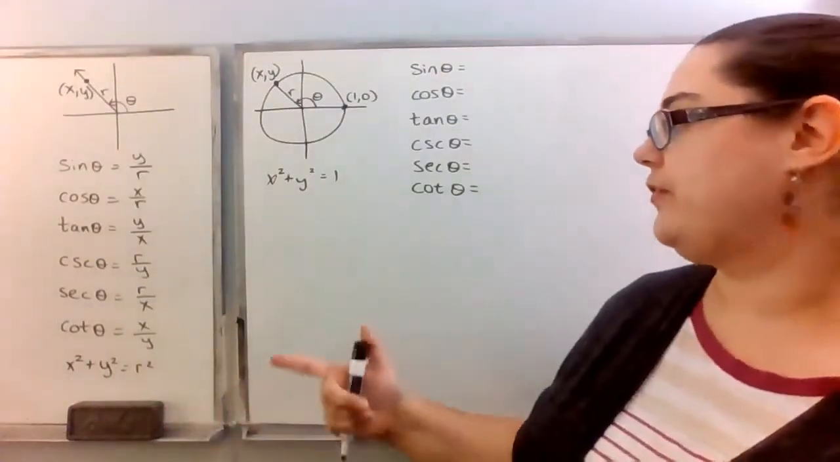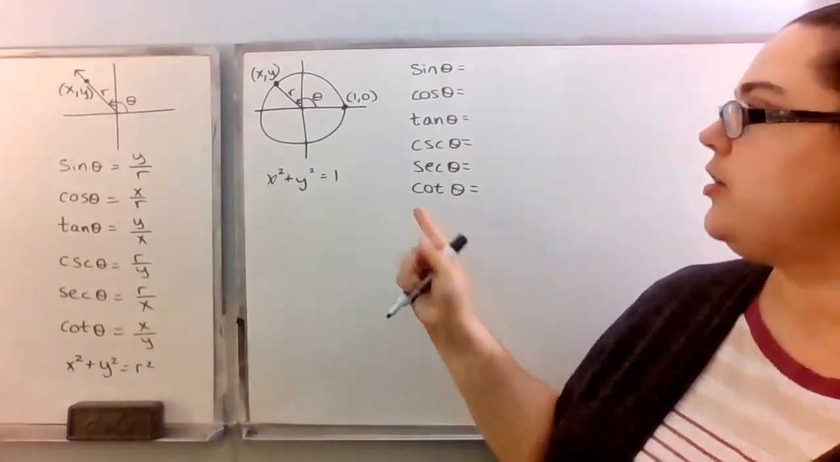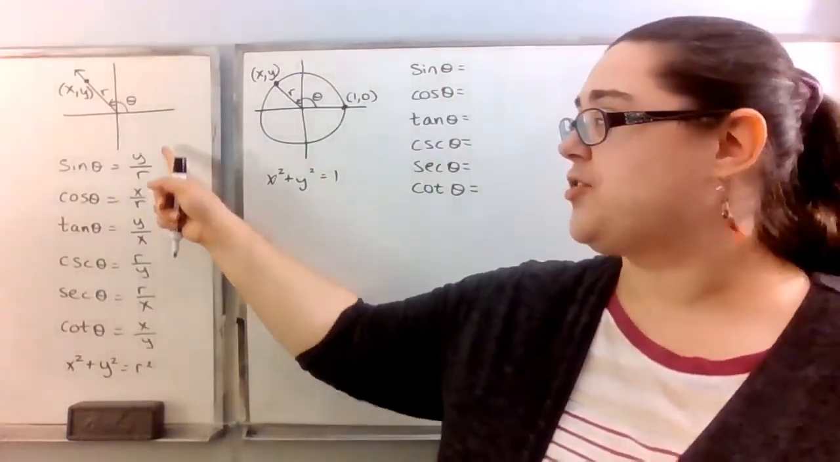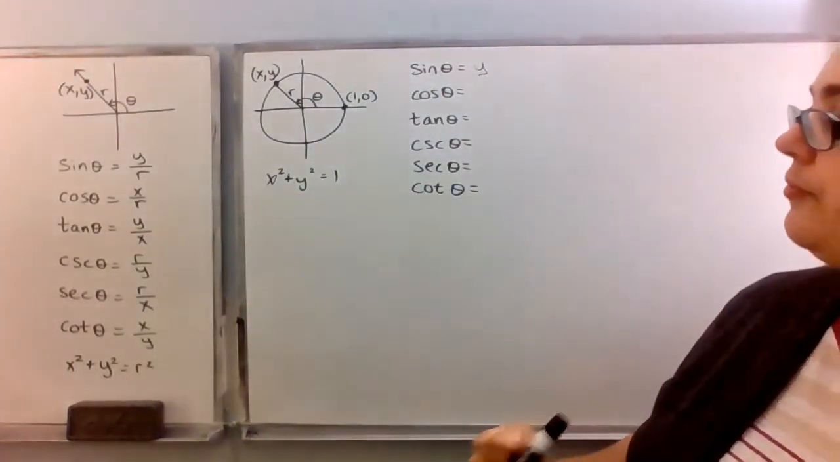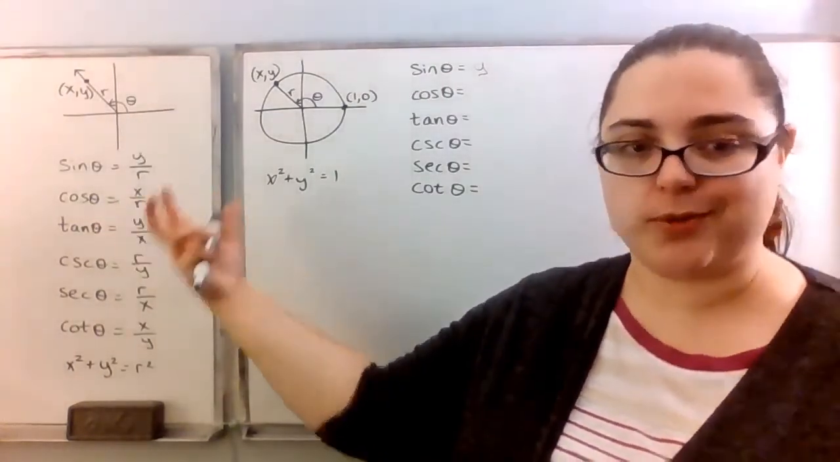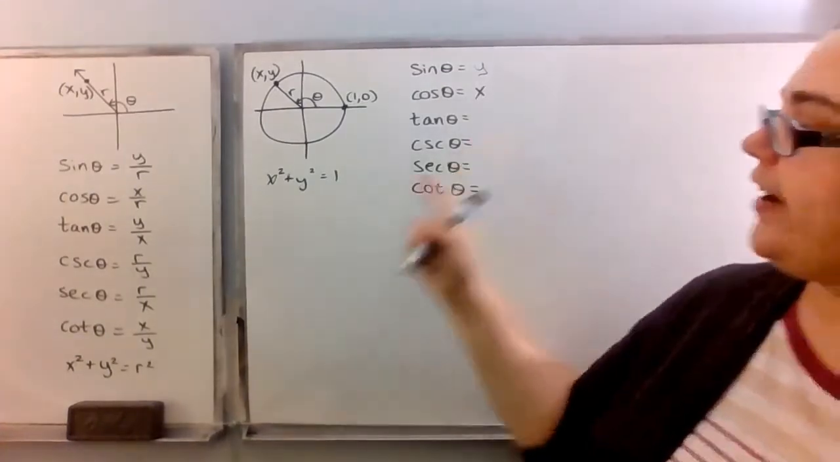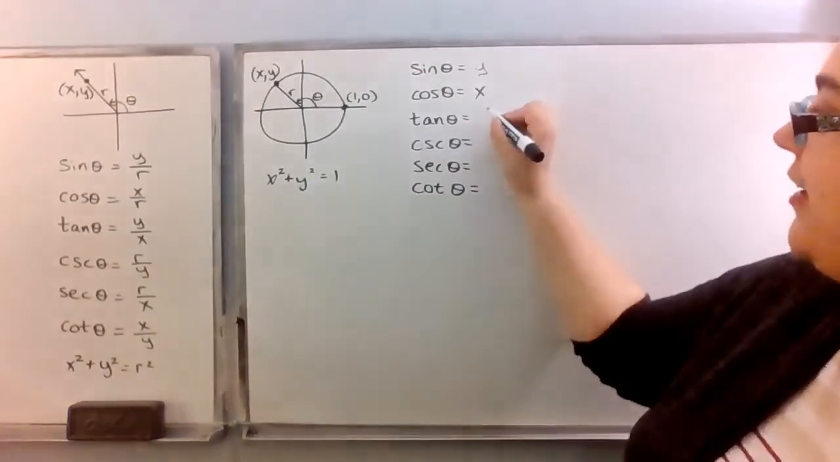So when we have these relationships, we can just go ahead and fill that in here. Sine of theta is still going to be y over r, but r is 1, so y over 1 is just going to be y. Similarly, cosine is going to be x over r, but r is 1, so we have x over 1, which is just x. And tangent is going to be y over x, and that doesn't change. So we get y over x.